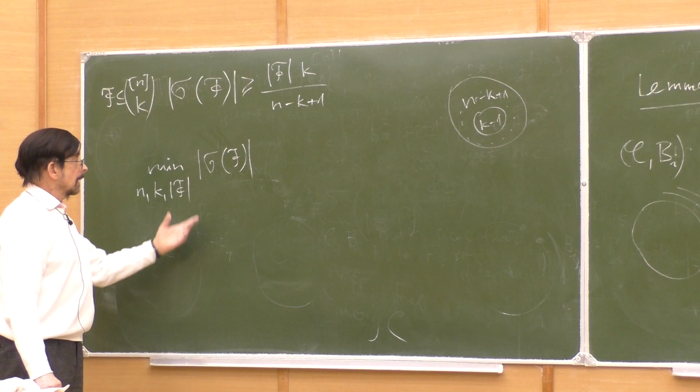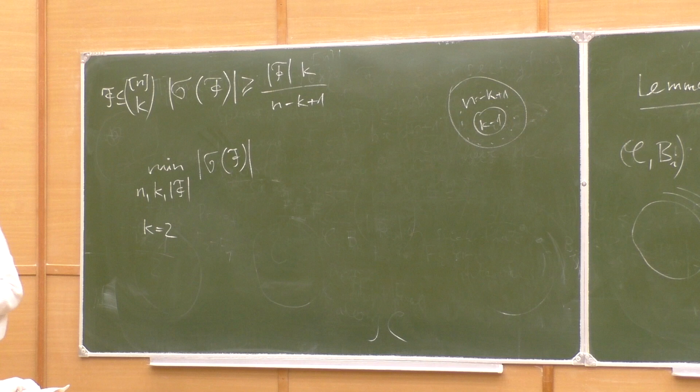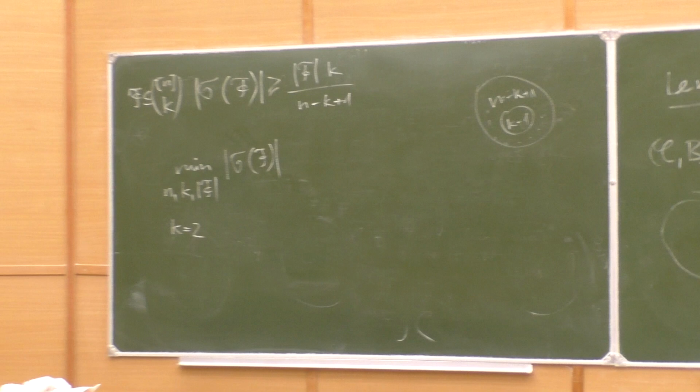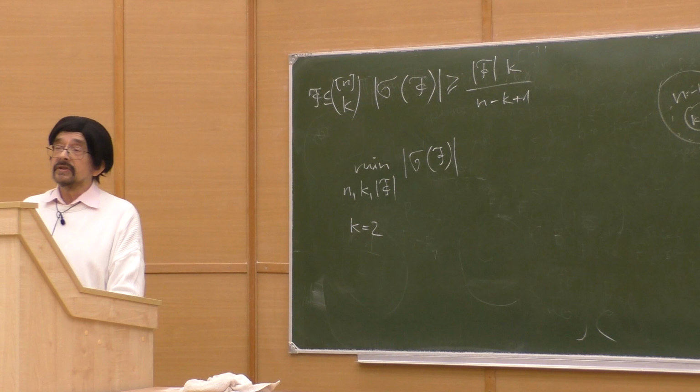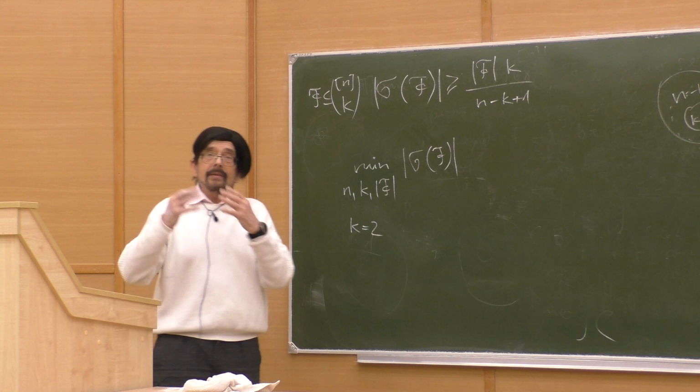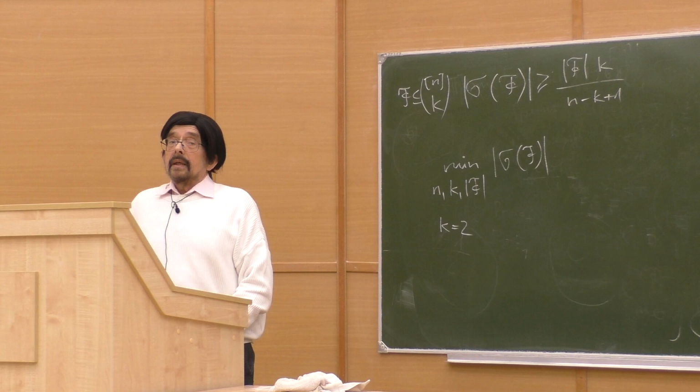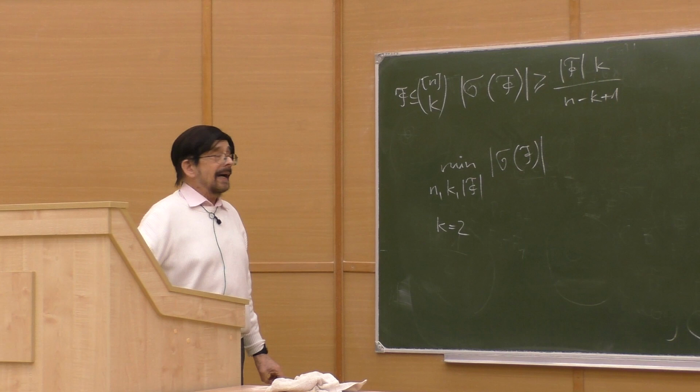So what do you think if k is 2? So we have actually a graph. We know the number of edges. And the shadow is the non-isolated points, because you delete one endpoint of each edge. So the non-isolated points. Try to think a second, what could be the best in this case? So we want to minimize the number of non-isolated points in a graph when we know the number of edges.